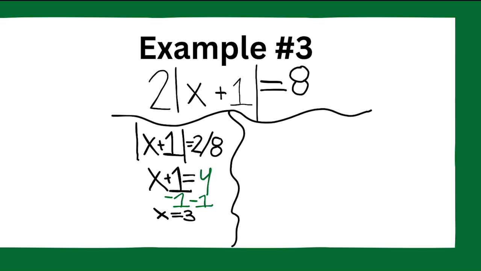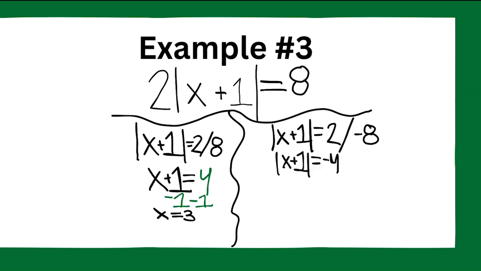Now, it's the same for the negative. You're just going to have a negative ending value, like we did for the others. So I have x plus 1 equals 2 divided by negative 8. Now when I do that, I'm going to have x plus 1 equals negative 4 because you're dividing that 2, the number in the front, by the ending value, which would be negative 8 in this case. So I'm going to want that x by itself, and to do that, I'm going to subtract 1 on both sides. And when I do that, I get x equals negative 5. So that means x could be 3 or negative 5.